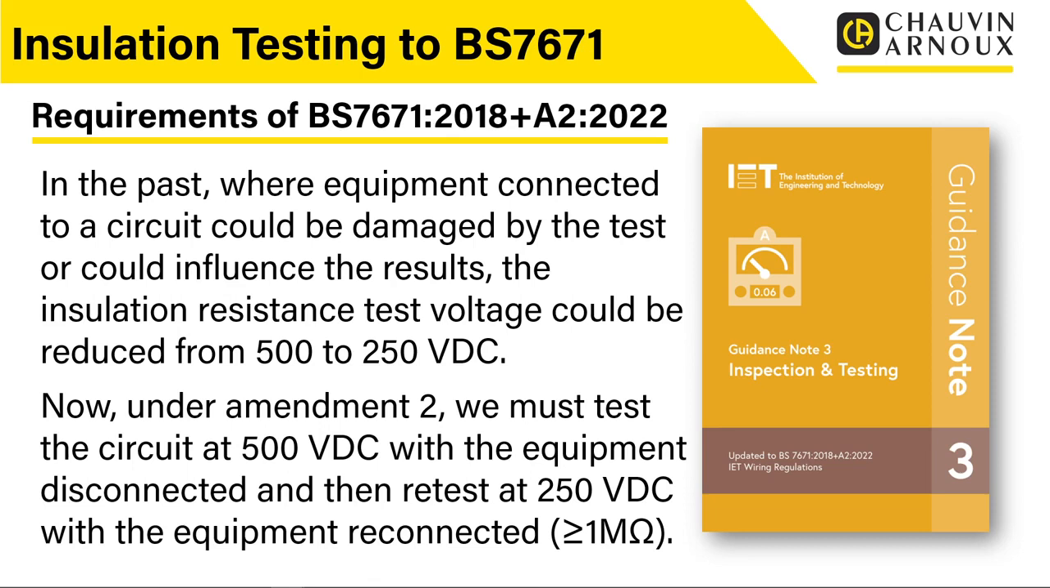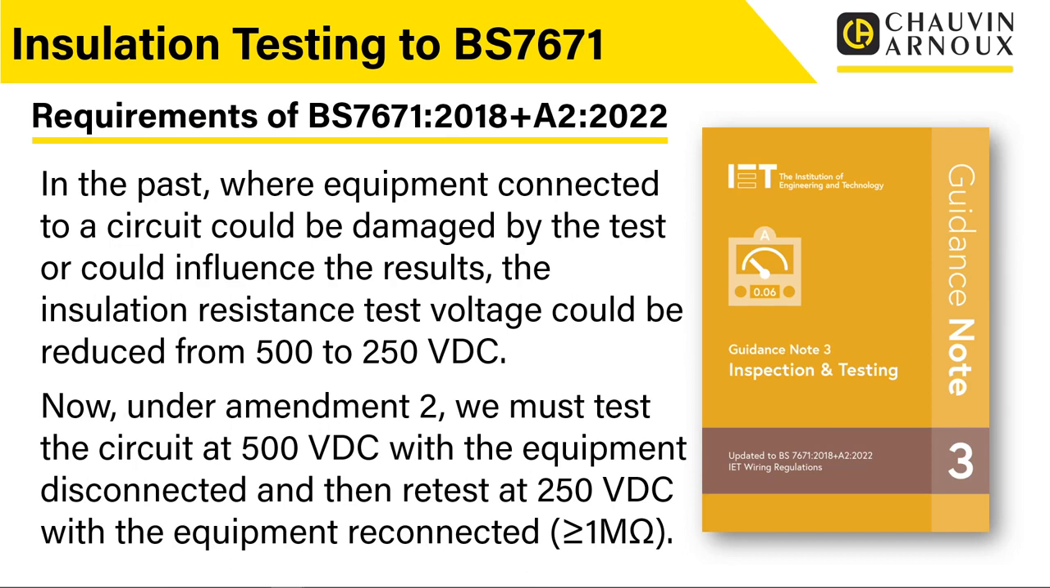So in the past, where equipment could be damaged by the test, or the other option is it could influence the test results. Something like a neon light, for example, on, say, a cooker switch, that neon light can't be damaged by the test, but it may influence the results. It may cause the insulation resistance to appear lower than it actually is. So there's two things there. One, equipment could be damaged by the test, or two, we could have equipment there that's going to influence the results and make it appear lower than it actually is.